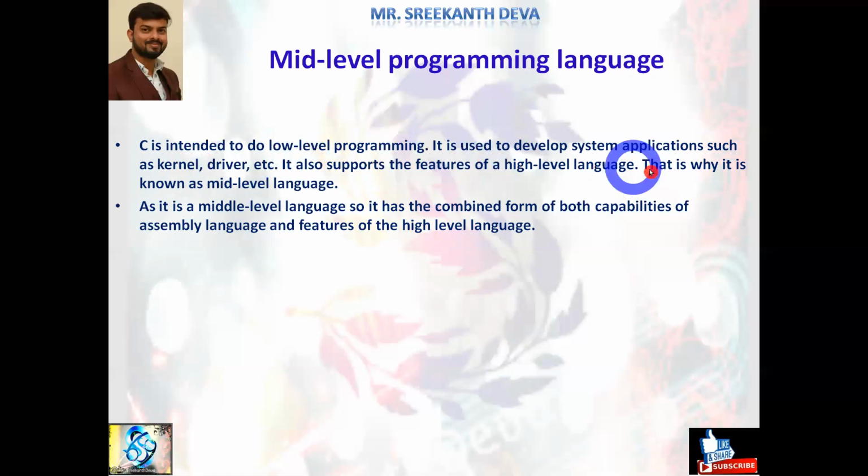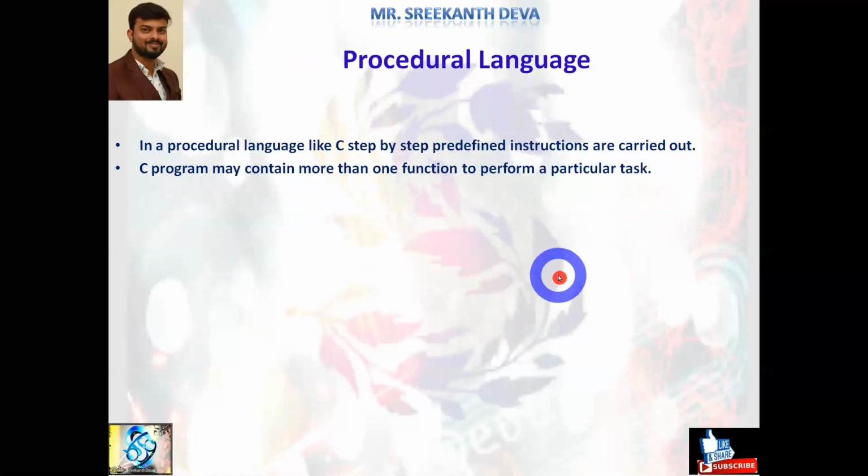C is intended for low level programming. It is used to develop system-based applications such as kernels and drivers in particular operating systems. It also supports the features of a high-level language. That is why it is also known as a middle-level language. It combines the capabilities of both low-level language and high-level language. Further, C is a middle-level programming language.